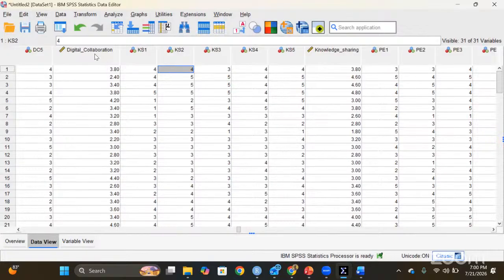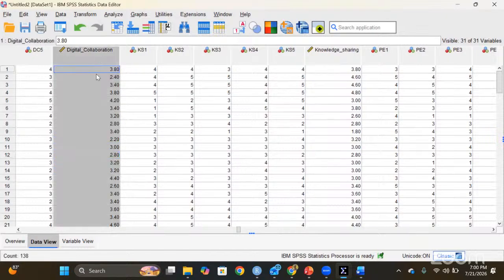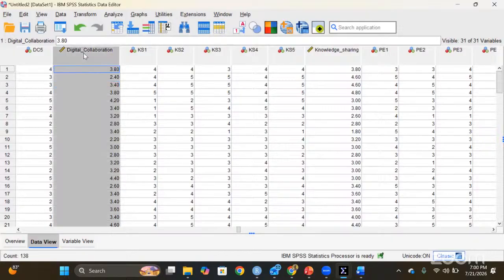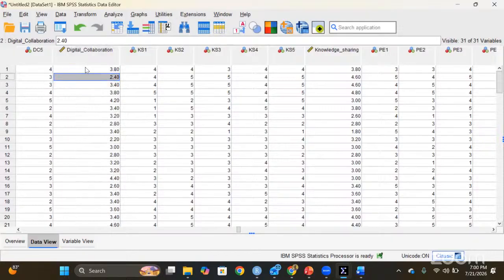So now, your computation has taken you away from ordinal. It has taken you to scale, because now you can see that we have decimal points. So you cannot use frequency to represent this distribution. What you'd have to use is what we call descriptive statistics.